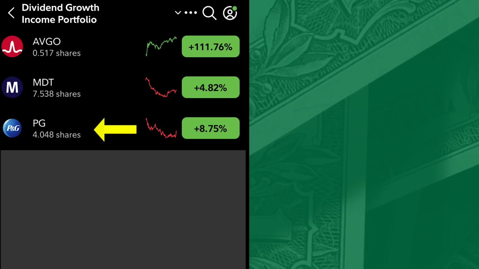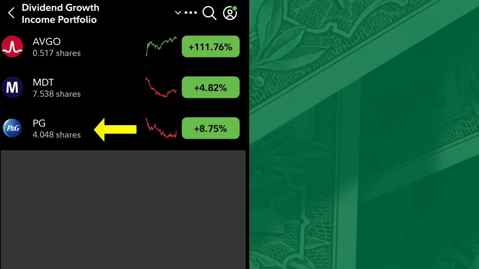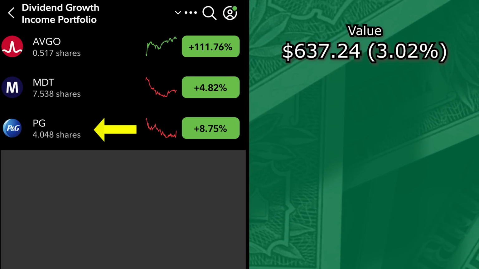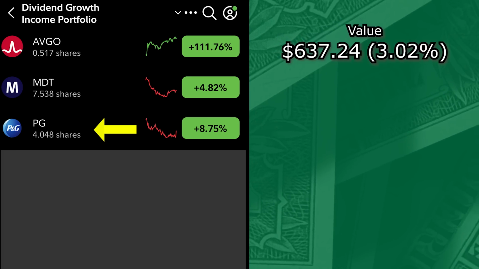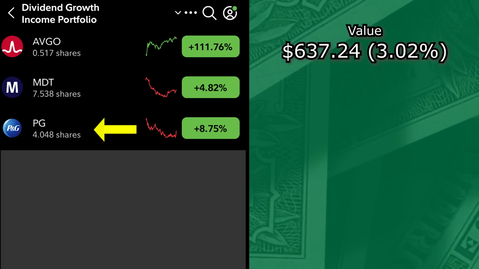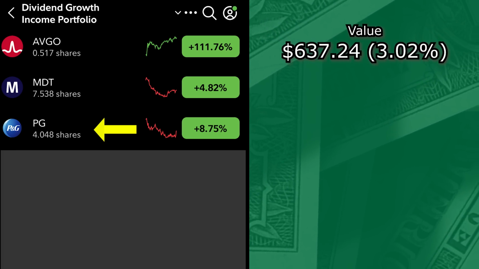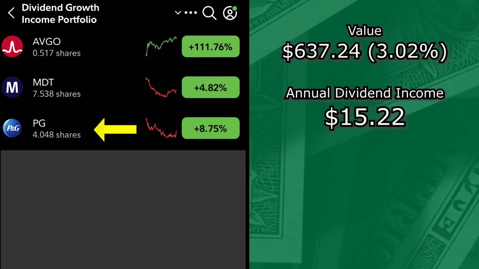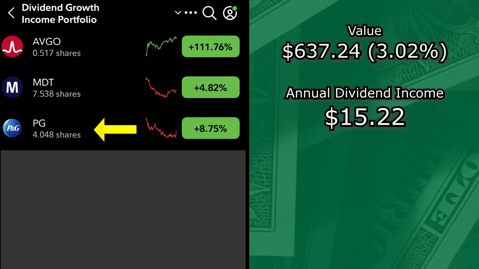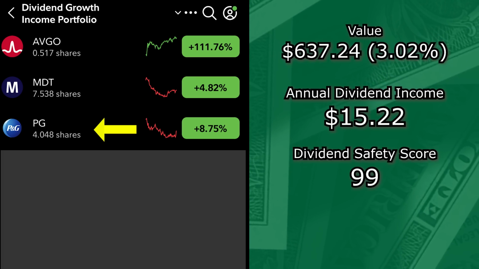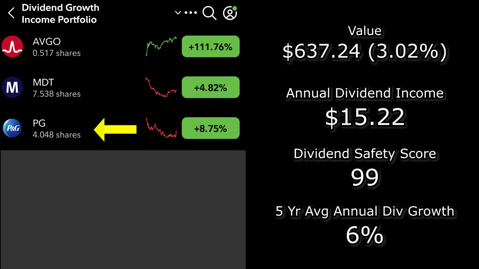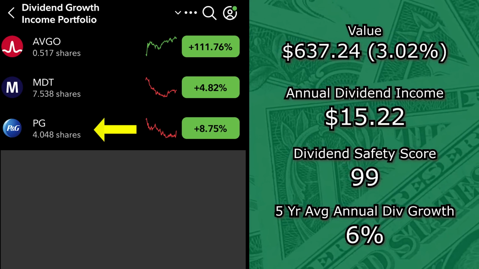Next up is consumer products maker Procter & Gamble, ticker PG. I have 4.048 shares of Procter & Gamble stock, valued at $637.24, making up 3.02% of the portfolio. I'm up nearly 9% on this investment. It's paying me $15.22 in forward annual dividend income. Shares are yielding 2.39% right now. Procter & Gamble has a Simply Safe dividend safety score of 99, 5-year average annual dividend growth rate of 6%. Latest raise announced last April was at 3%. This is really a defensive position.